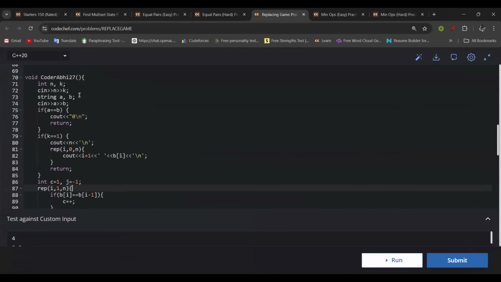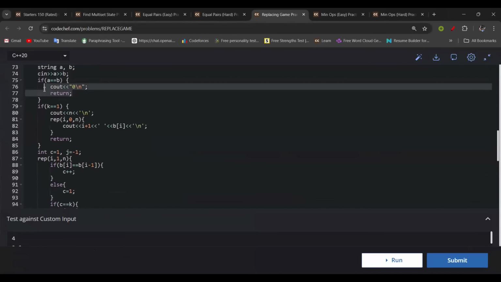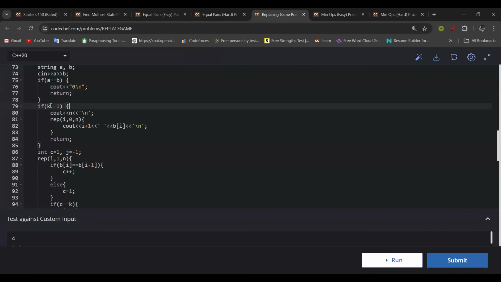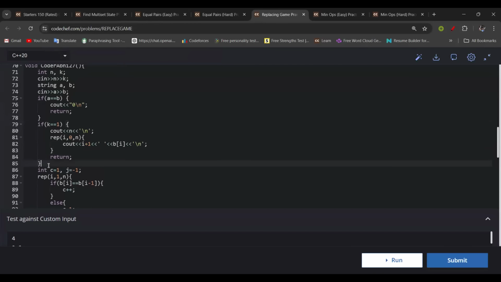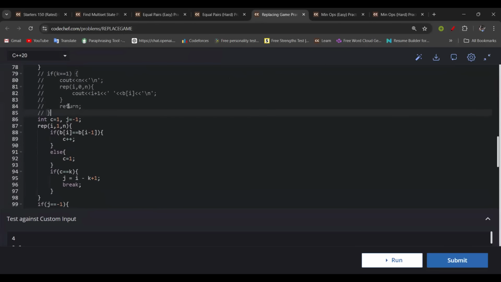What I'm doing is taking the input strings A and B. I would check if both the strings are already equal, then I would print 0 and return. No need to do anything else. If not, then definitely there is at least one operation. First I would try to find out if there are some k consecutive characters which are occurring. The k equal to 1 case was not needed, since the question said k is greater than 1, so this was not needed actually.